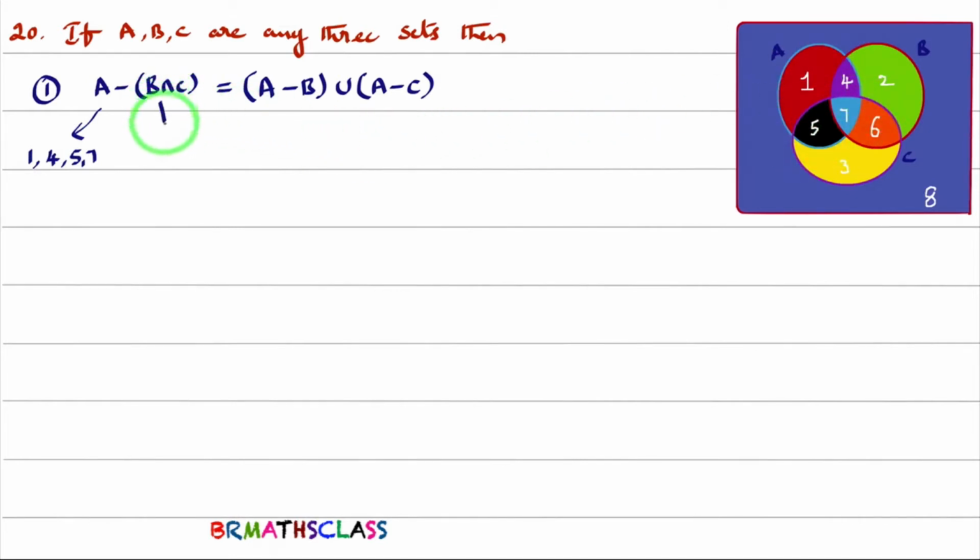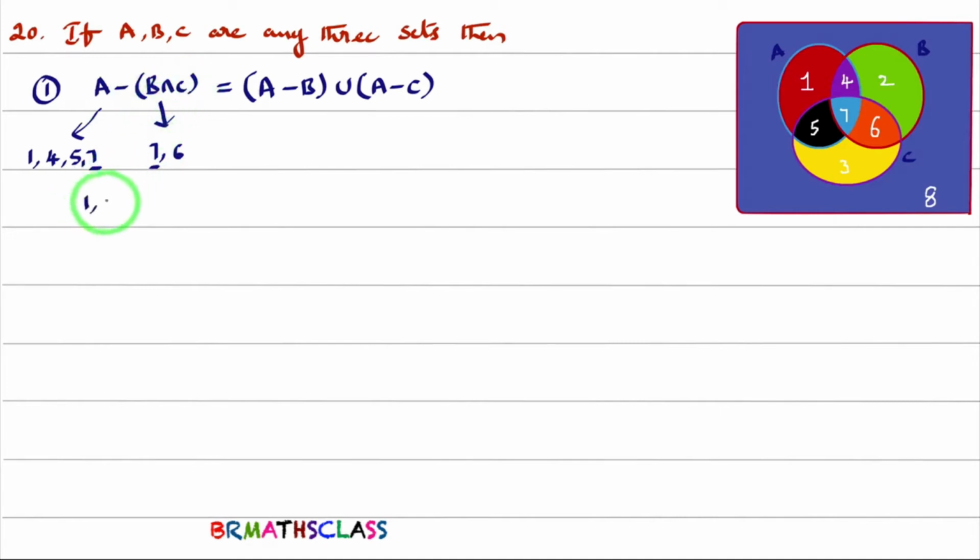Okay. What is B intersection C? This is set B. This is C. B intersection C is 7, 6. Correct? So, A minus B intersection C means what? What does it mean? All the elements present in A but not in B intersection C. You observe this. 7 is there in A, 7 is there in B intersection C also. So we won't consider. What we will consider? We will consider the elements present in A only but not in B intersection C.